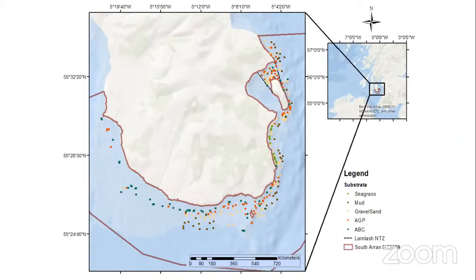kelp-dominated boulders close to the shore, called boulder and rock close to shore. There is a very small amount of seagrass here, but it has never proven to be particularly interesting in this area in terms of numbers of fish compared to the other seabed types.